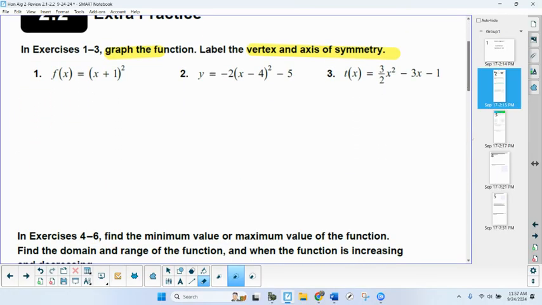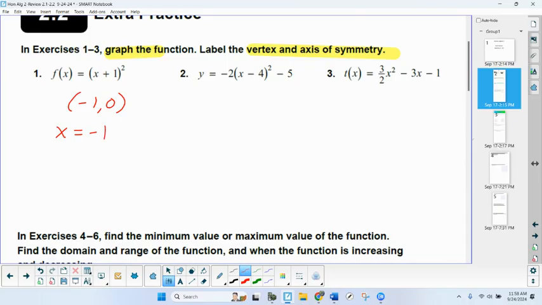Let's go into here and talk about these. Graph, identify the vertex and the axis of symmetry. 1 and 2 are similar because they're in vertex form. Which way did number 1 shift? Left 1. So your vertex went over to what? -1, 0. What's the axis of symmetry then? X equals -1.